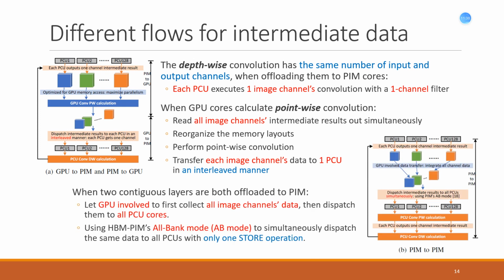When two continuous layers are both offloaded to PIM, we will let the GPU get involved to first collect all image channels' data, then dispatch those data to all PCU cores using HBM-PIM's all-bank mode. In this mode, we can distribute the same data to all PCU cores simultaneously with only one store operation, which saves GPU resources. After PCU cores finish point-wise convolution, each PCU core can simply select its own part of data to perform depth-wise convolution.